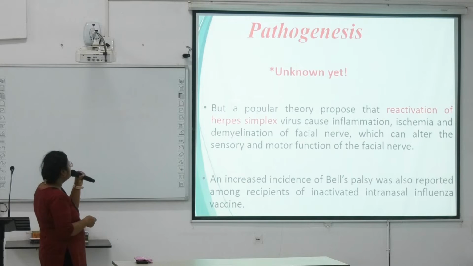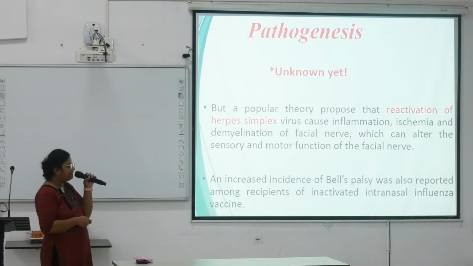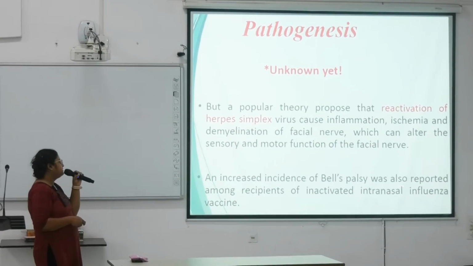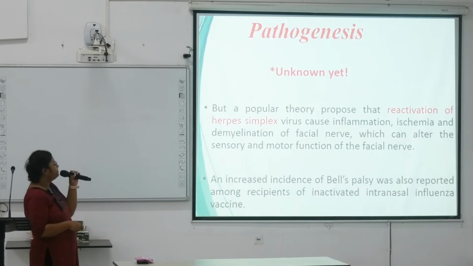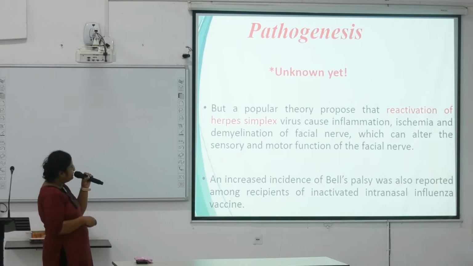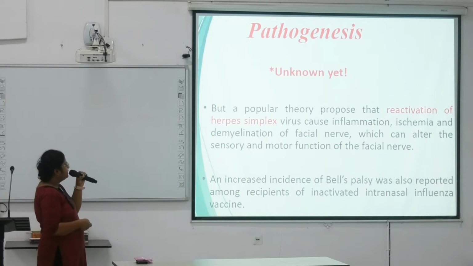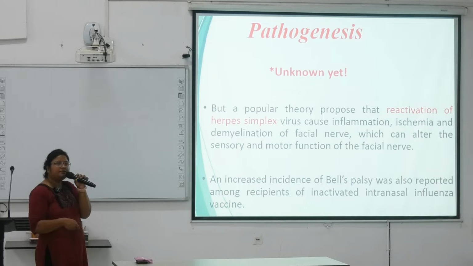The cause is mainly unknown, but a popular theory proposes that reactivation of herpes simplex virus causes inflammation, ischemia, and demyelination of the facial nerve, which can alter the sensory and motor function of the facial nerve. An increased incidence of Bell's palsy was also reported among recipients of inactivated intranasal vaccine. This reactivated virus may be activated during due course, and it may affect the facial nerve.